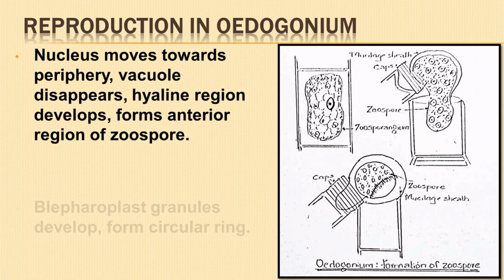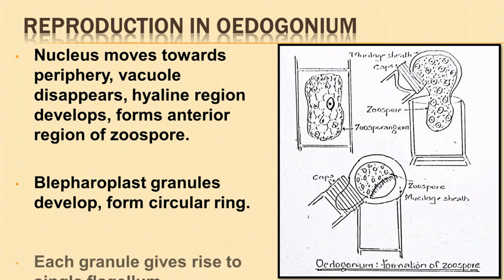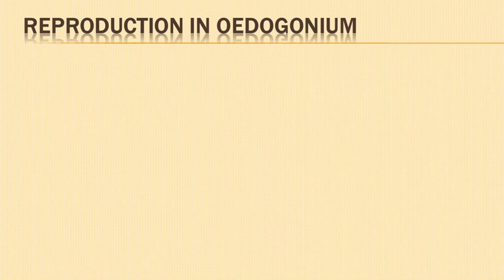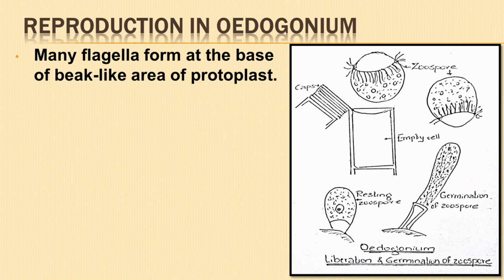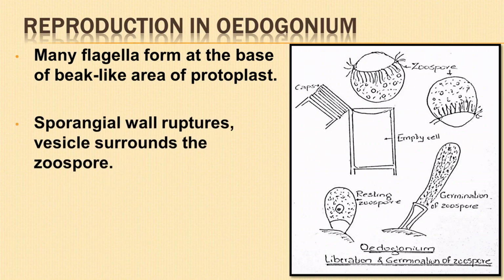zoospore. At the margin of the hyaline region, blepharoplast granules develop and form a complete circular ring. Each granule gives rise to a single flagellum. Several flagella are formed around the base of the beak-like area of the protoplast. When the zoospore matures, the sporangium wall ruptures near the apical cap region.